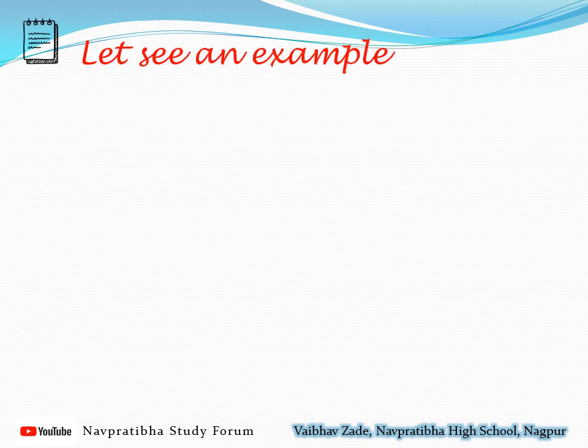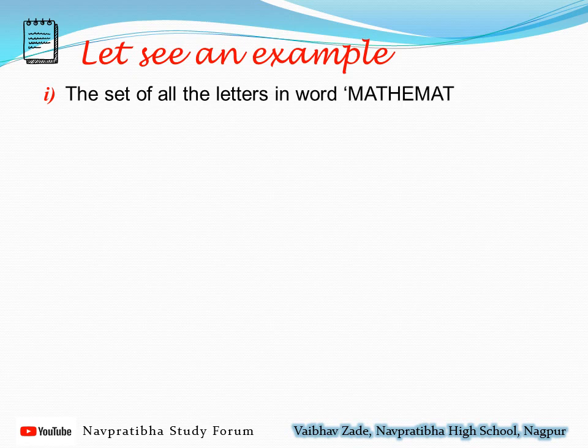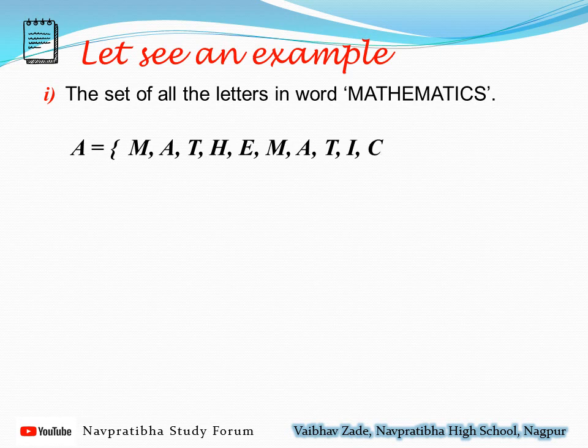Let's see an example. The set of all the letters in the word mathematics. We have to write a set which contains the letters in the word mathematics. So we write the set, let's say A equals to M, A, T, H, E, M, A, T, I, C, S. So here we made a list of the letters in the word mathematics, but there is some mistake here.